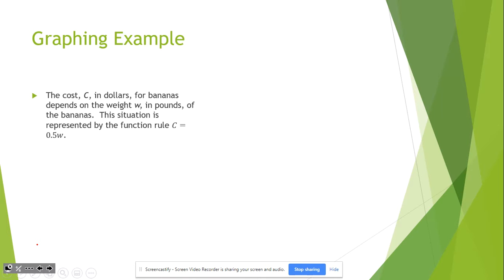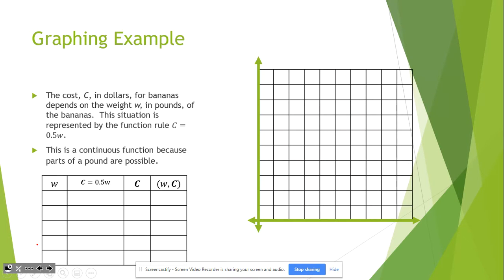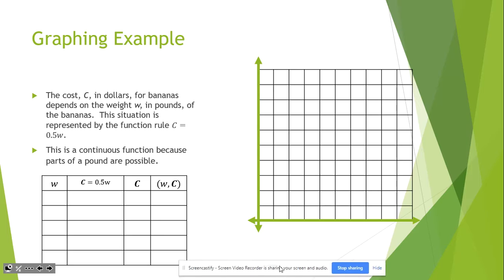That's a graphing example. The cost, C, in dollars for bananas depends on the weight, W, in pounds of the bananas. This situation is represented by the function rule C equals 0.5W. First of all, it is a continuous function because all weights are possible, as are all costs. We can have decimal values for costs.